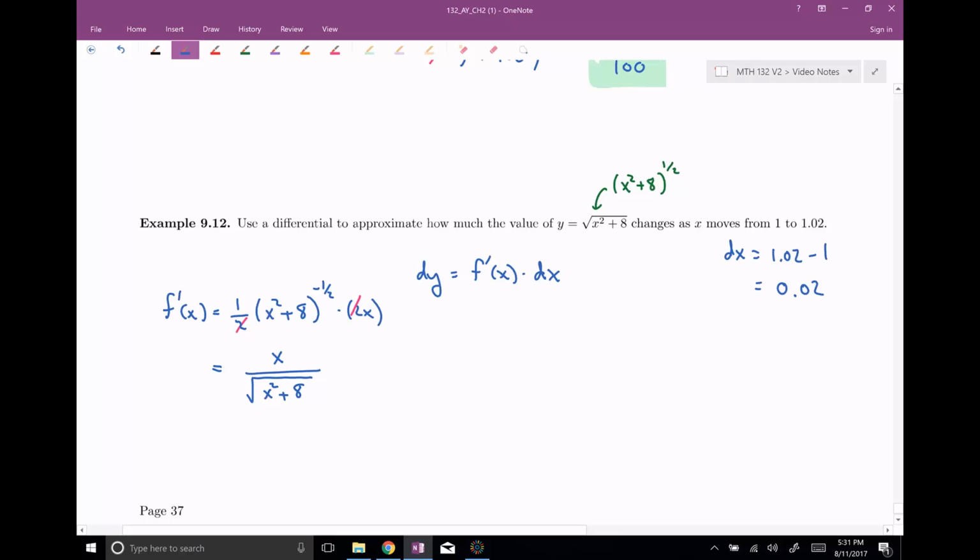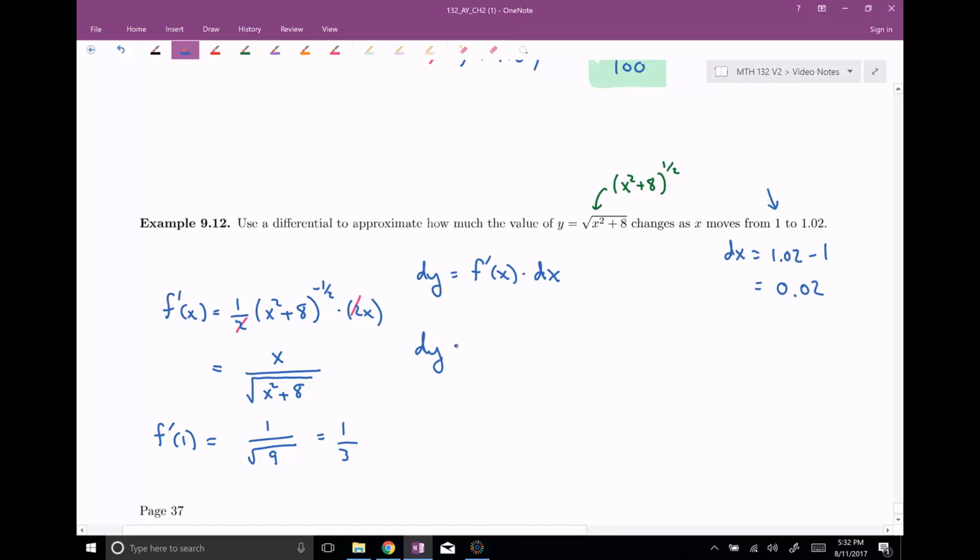Okay, let's go ahead and plug in our specific a value. So in this case, it's a nice even 1. So when I plug in 1, f prime of 1 is equal to 1 over the square root of 1 squared plus 8. So that's 1 plus 8, which is 9. So this is going to be 1/3. So here's the derivative at this nice a value, where we started.